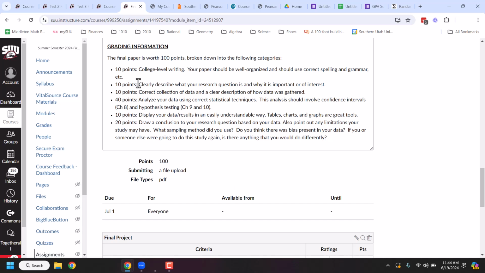So, to get these 10 points, I would want to clearly describe what my research question is. So, you want this to be super succinct and really easy to understand. So, my research question is: is there any impact between the year that you are in school and your GPA? Then I would explain how I collected my data and basically explain how I chose my sample.